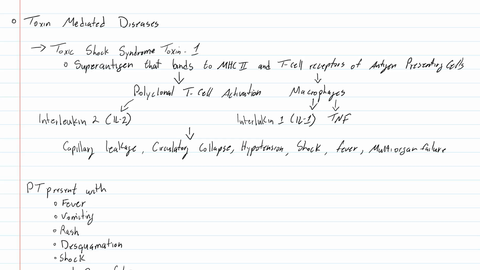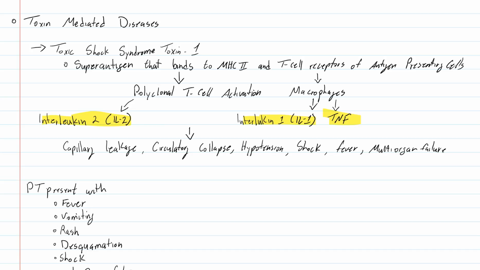Activation of T cells is responsible for the release of interleukin 2, interleukin 1, and TNF from macrophages. These interleukins cause capillary leakage, circulatory collapse, hypotension, shock, fever, and multi organ failures.